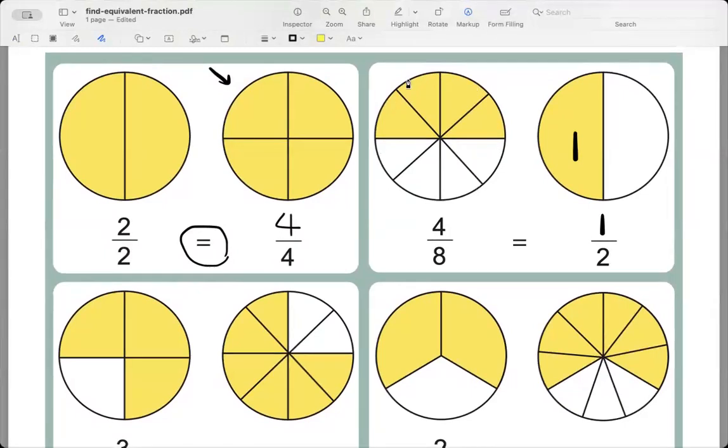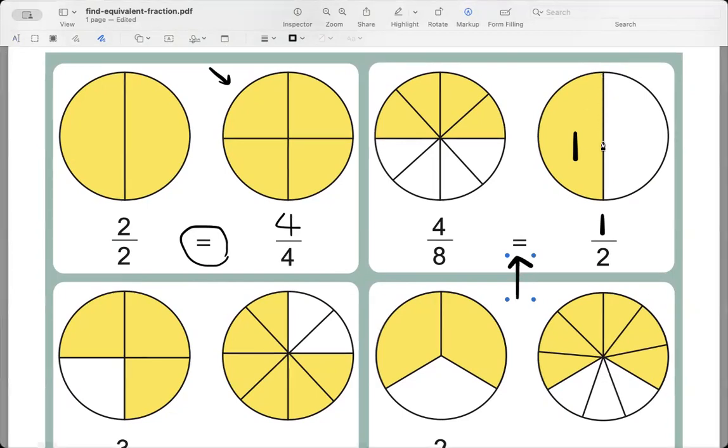This pie has a total of how many pieces? 1, 2, 3, 4, 5, 6, 7, 8 total pieces. Denominator 8. How many parts are shaded in? 1, 2, 3, 4 pieces of that pie are shaded in, so the numerator is 4. Now we want to make an equivalent fraction. We're doing this by using pictures, or in this case, the pies.